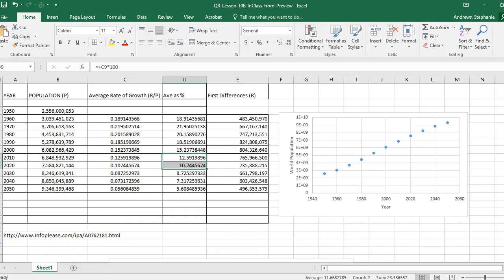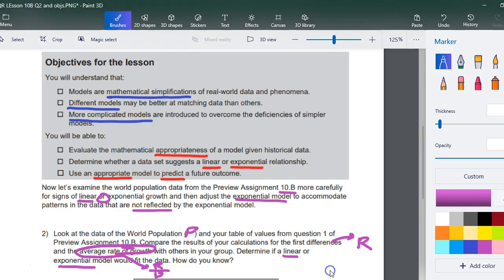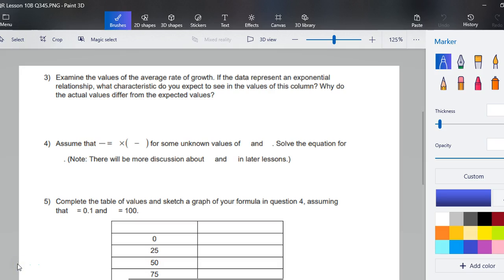So looking at question 3. Let me grab question 3. Question 3 says, examine the values of this average rate of growth. If the data represent an exponential relationship, what characteristic do you expect to see in the values of that column, and why do the actual values differ from the expected values? Go ahead and hit pause, write down an answer, and then come back and we'll talk through question 3 together.